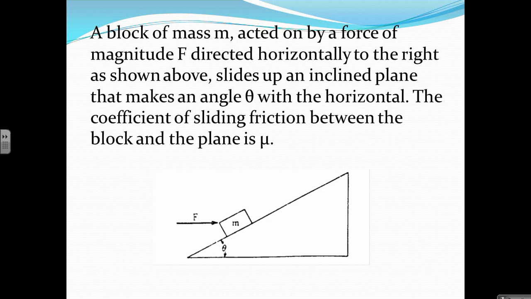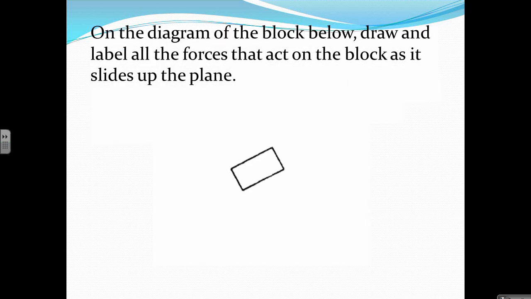So I ask you to do two things here. The first one being to draw a free body diagram of this. The second is to find an expression for the acceleration of the box as it's moved up the hill. So let's start with our free body diagram.